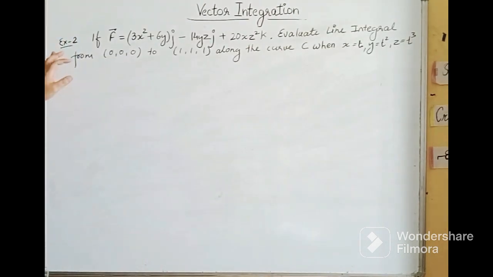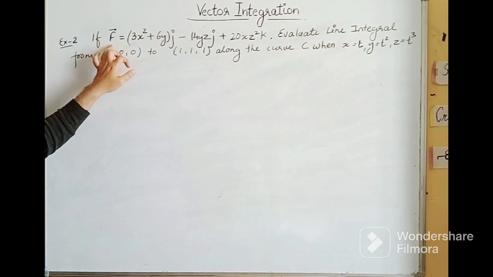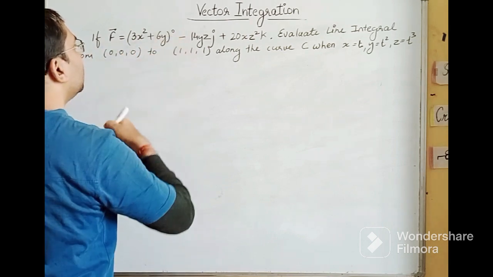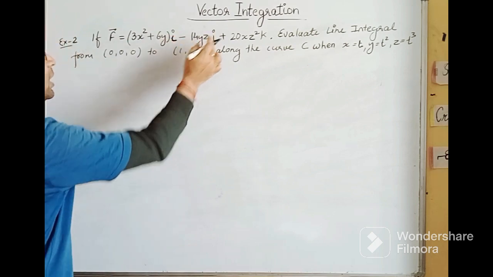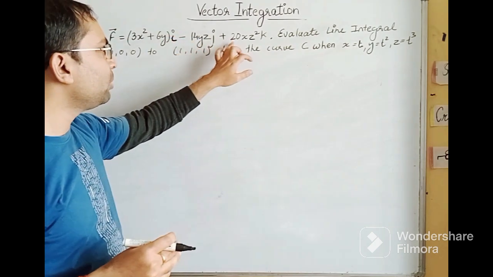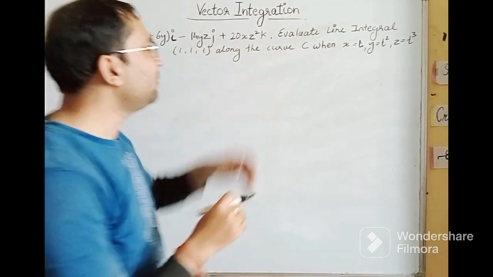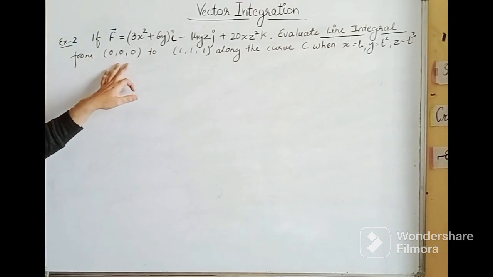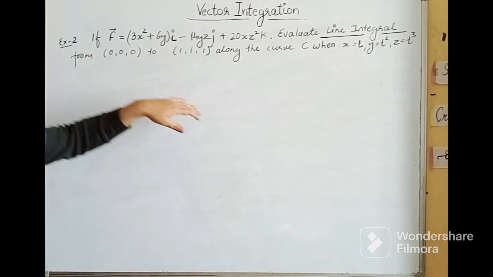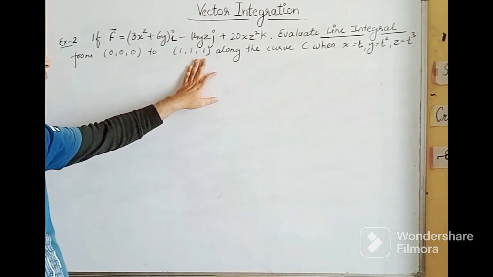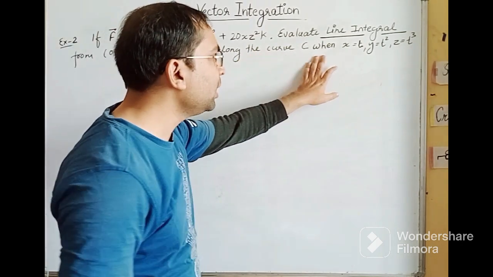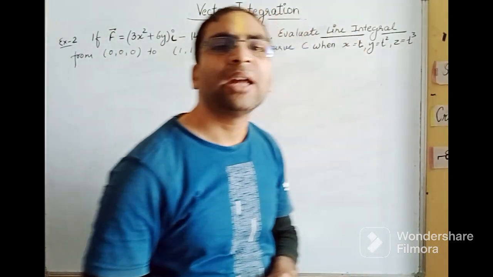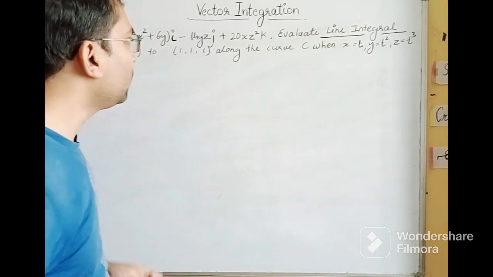So let's talk about example number 2. There is a vector F given by (3x square minus 6y) i minus 14yz j plus 20xz square k. Then we have to evaluate the line integral from a point A, which is (0, 0, 0), to another point B, which is (1, 1, 1), along the curve C, where x is defined as t, y is defined as t square and z is defined as t cube. So let us see what the line integral will be.